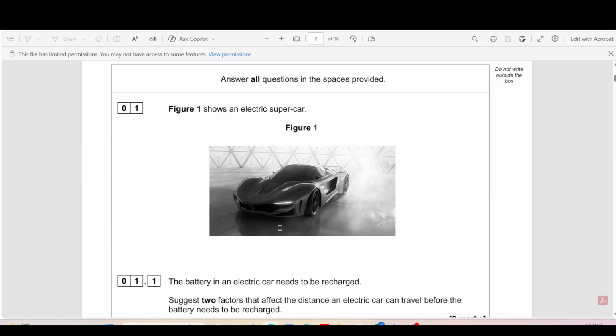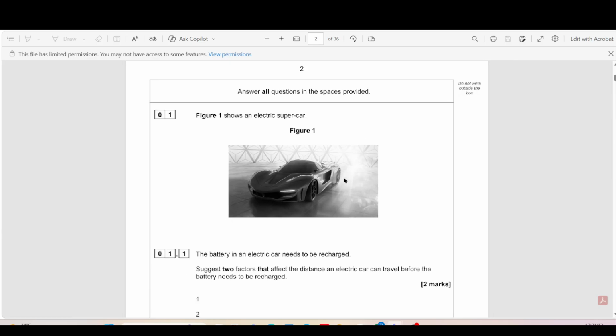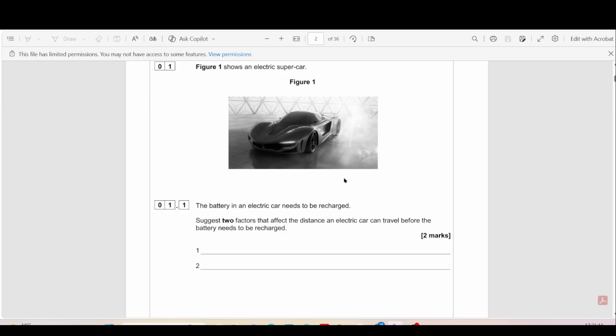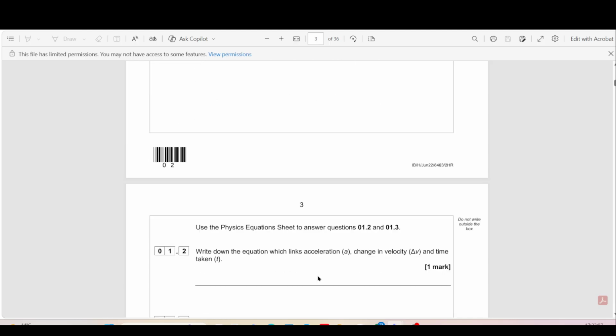Let's start with question 1. Read question 1. The battery in an electric car needs to be recharged. Suggest two factors that affect the distance an electric car can travel before the battery needs to be charged. That would be the weight and the speed the car is going. Exactly. Speed and mass. That's correct. Good.